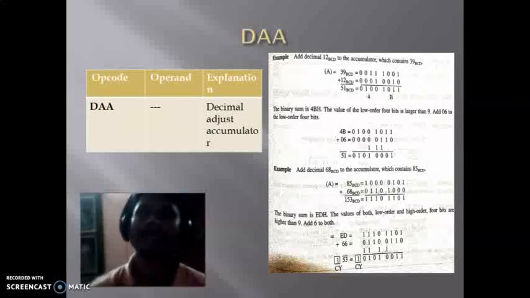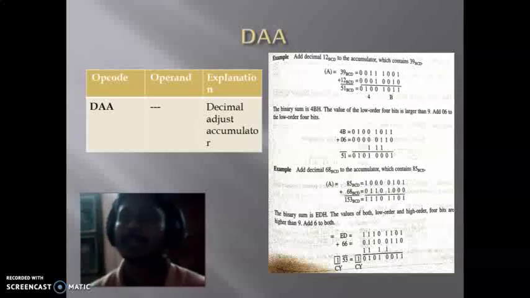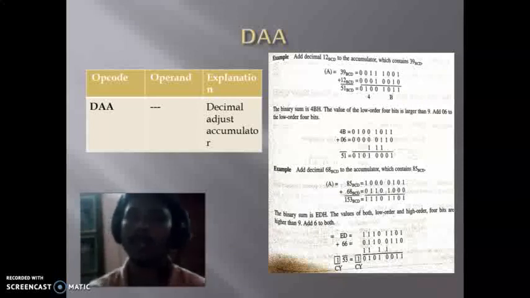Next, DAA, that is decimal adjust accumulator. We can understand it by using two examples. The first example is add decimal 12 BCD to the accumulator that contains 39 BCD. After addition, we are getting 4B, and the lower nibble is greater than 9, that's why if you want to adjust the decimal, then we have to add 6 to it, then we will get the data as 51. So this is the decimal adjustment done.